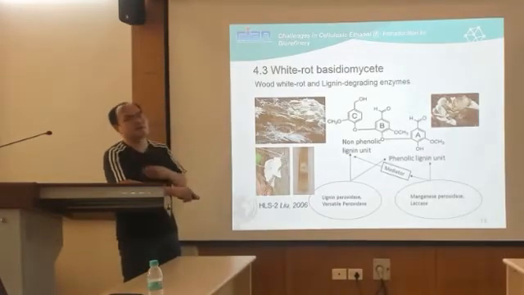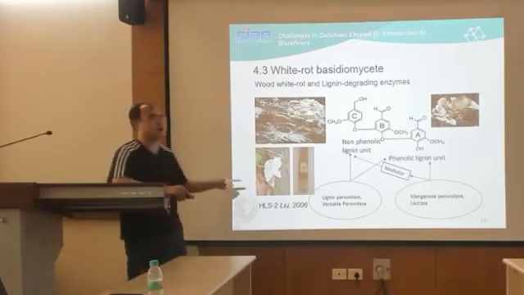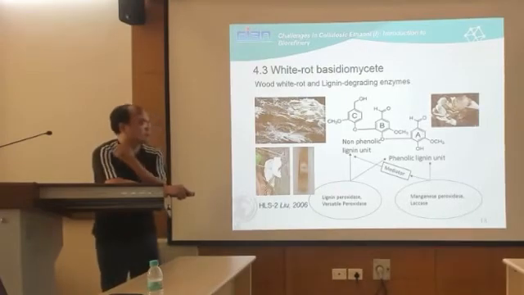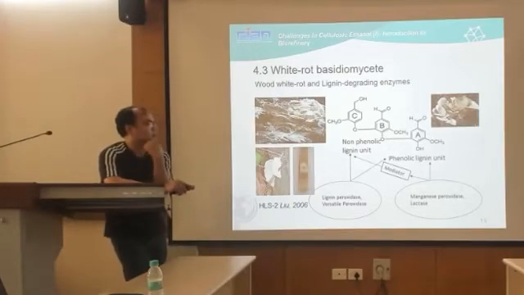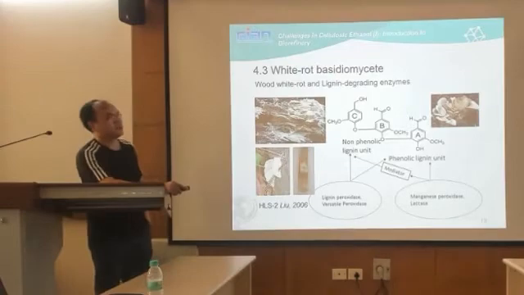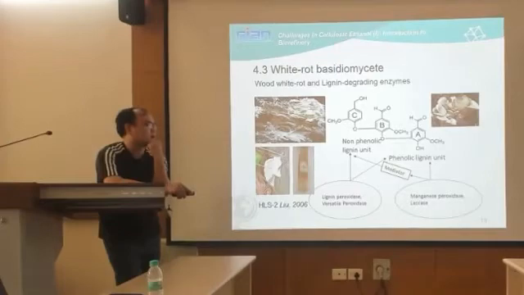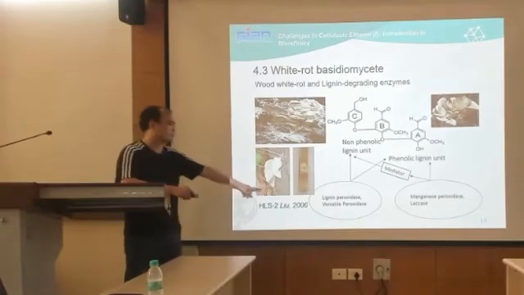And for versatile peroxidase, it works much like HRP. It requires only hydrogen peroxide. And the white rot fungi also produce other oxidases, including laccase. Laccase can also oxidize the phenolic part of the lignin. I will introduce it in detail this afternoon. And another one is manganese peroxidase. It depends on the presence of manganese metal ions.